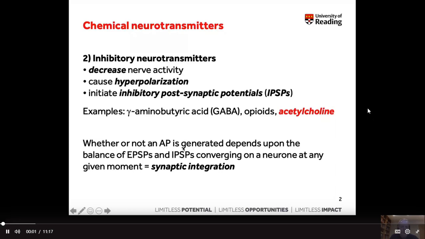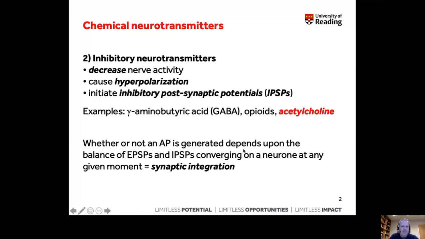So whether or not an action potential is generated depends upon the balance of excitation and inhibition into the system. So the balance of excitatory postsynaptic potentials caused by excitatory neurotransmitters and inhibitory postsynaptic potentials caused by inhibitory neurotransmitters. So what we're going to see is that each neuron has a number of inputs, both excitatory and inhibitory. The neuron will decide on the balance of excitation and inhibition whether it's going to fire or not, and that's called synaptic integration. We'll probably cover this a little bit more in the subsequent screencast.